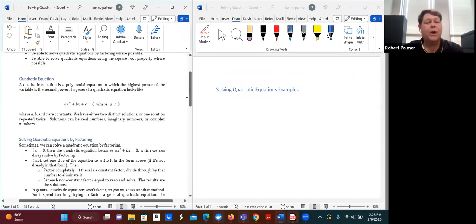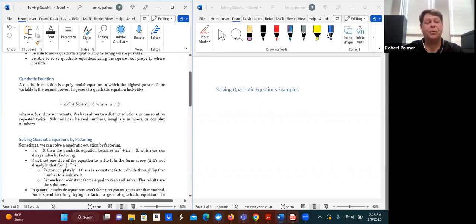So remember, a quadratic equation is a polynomial equation. Your highest power is the variable, whatever your variable is. In this case, it's x. This is your second power. And in general, we can write it like this: ax squared plus bx plus c equals 0, where a is not 0. A, b, and c are constants. A is not 0 because if a is 0, this term is missing and it's not quadratic anymore. But the b and the c can be 0.